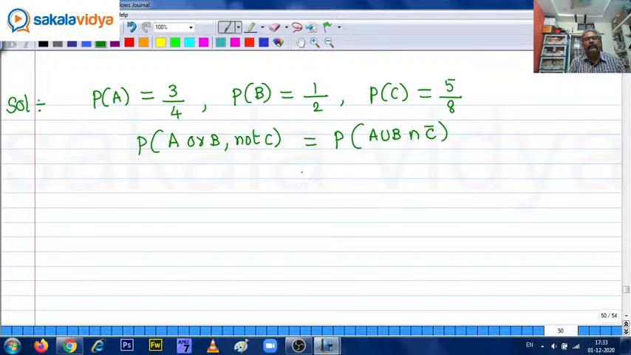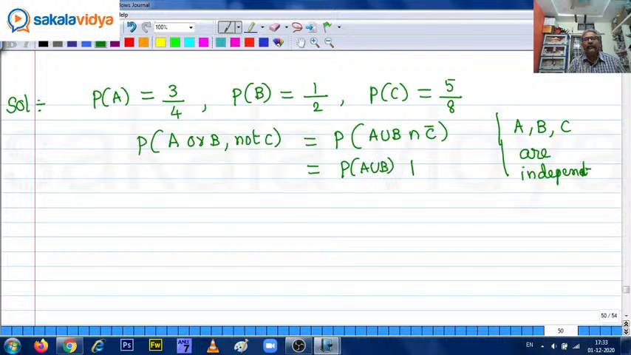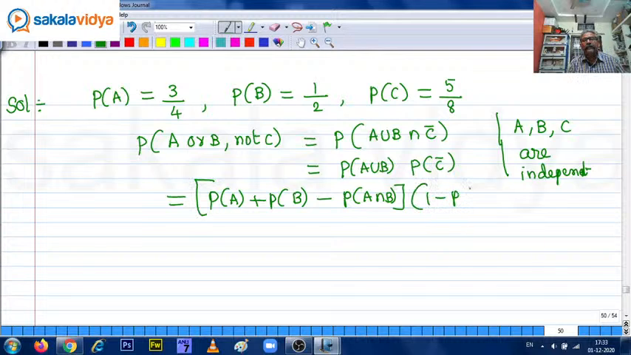intersection C bar. Since A, B, C are independent, C bar is also independent, A union B is also independent. This can be written as P of A union B into P of C bar. You can write P of A union B is equal to P of A plus P of B, probability addition theorem, minus P of A intersection B. P of C bar can be written as 1 minus P of C. Since A, B, C are independent, P of A intersection B can be written as P of A into P of B.